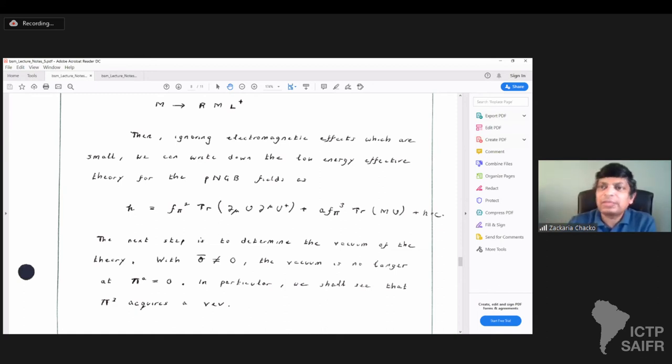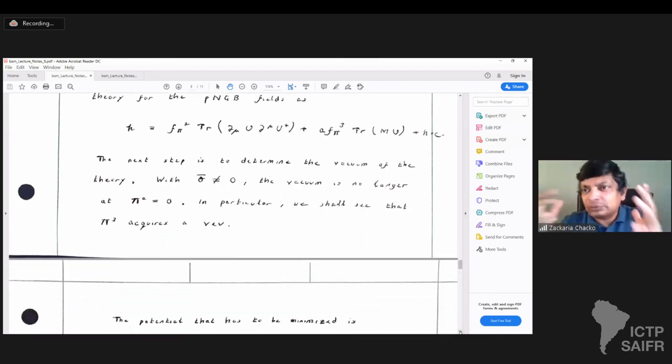You should have seen how the pions appear, how the famous Gell-Mann-Oakes-Renner formula for the pions appears from the chiral Lagrangian. Okay? So that involves exactly this term. Okay? So this in the end gives the leading interactions for the Goldstone bosons in the low energy theory.